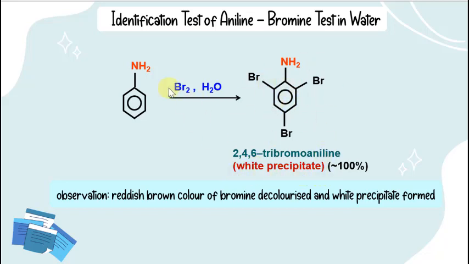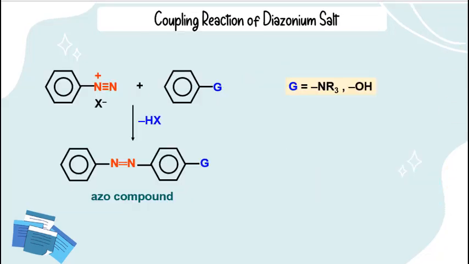Okay, if you remember, it is the same as phenol. So, for aniline and phenol, we cannot use the bromine test in water to differentiate these two, because both will produce a white precipitate. Okay, the observation obtained is the reddish brown color of bromine is decolorized and a white precipitate forms.